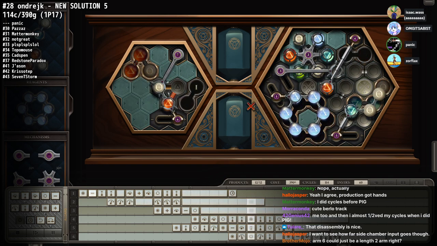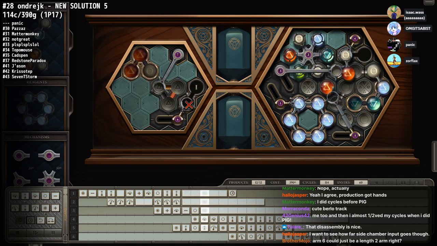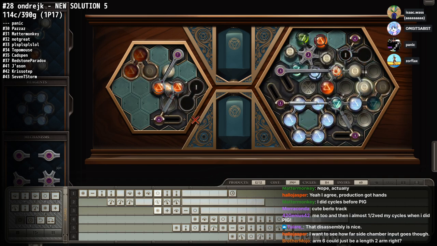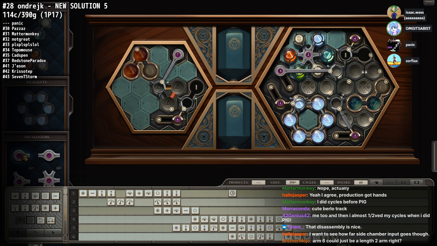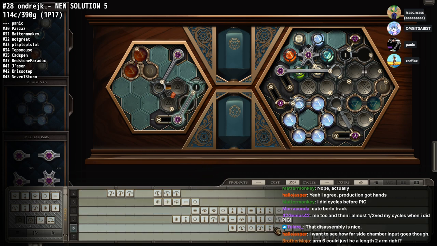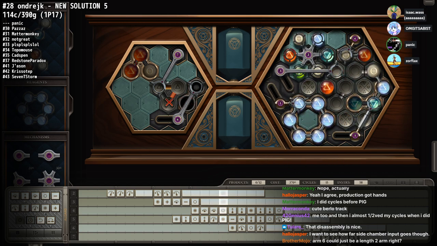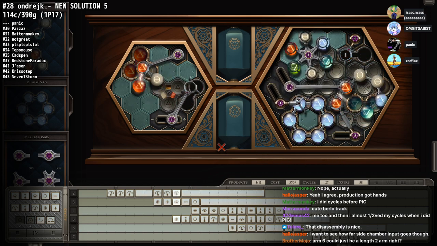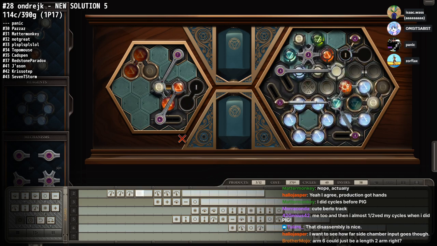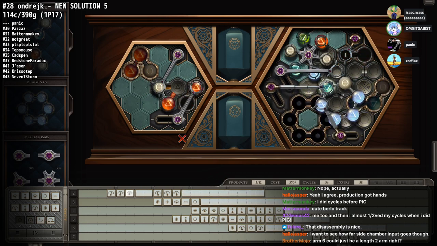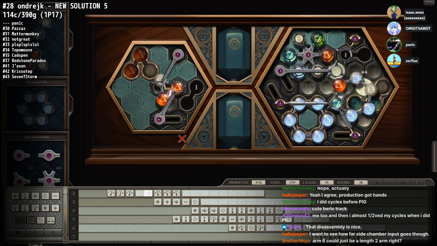Arm 6 could be length 2. Yeah, that's true. It could be. Arm 6, yeah. Just get rid of these, because grabbing here is the same as grabbing there. So. Would 20 cost matter? Let's see.